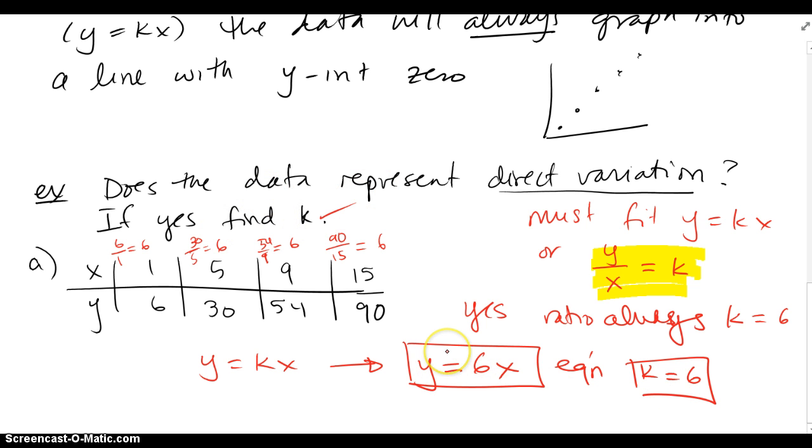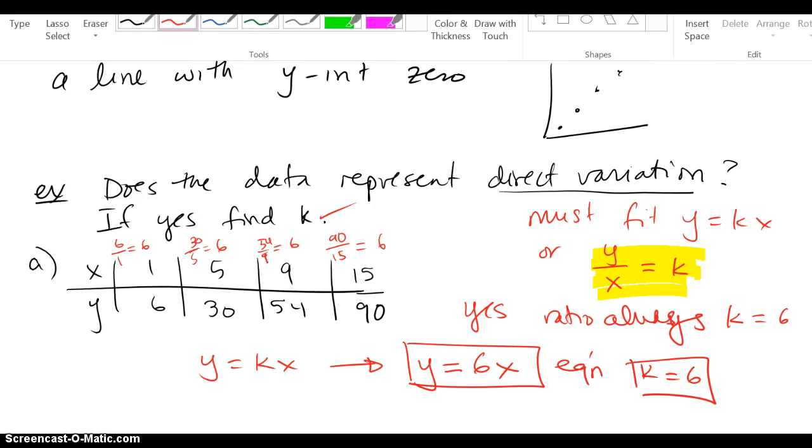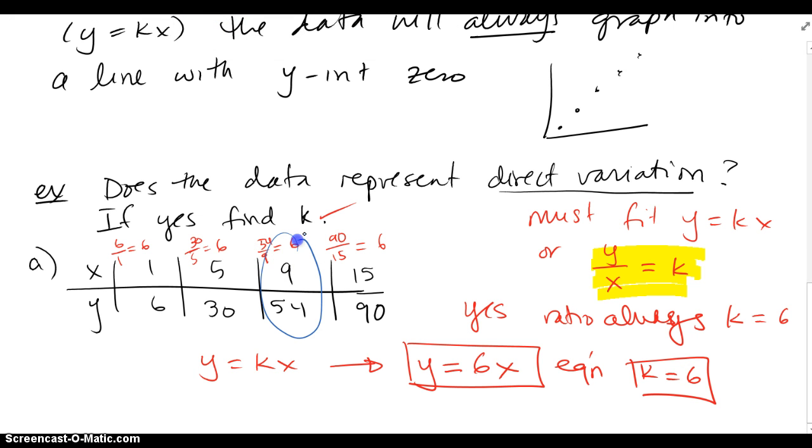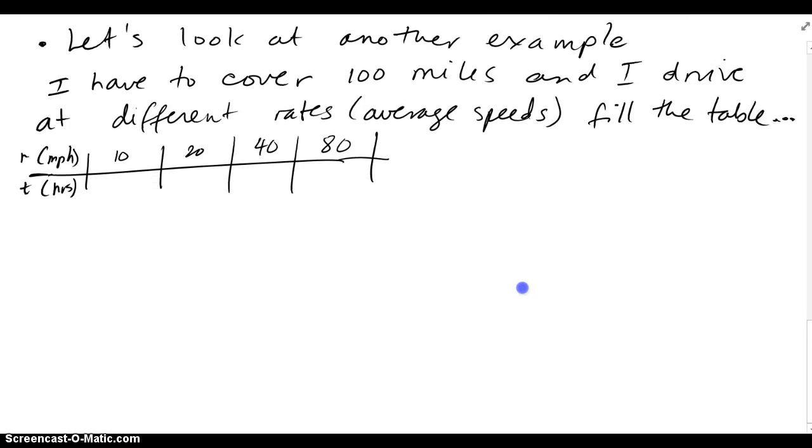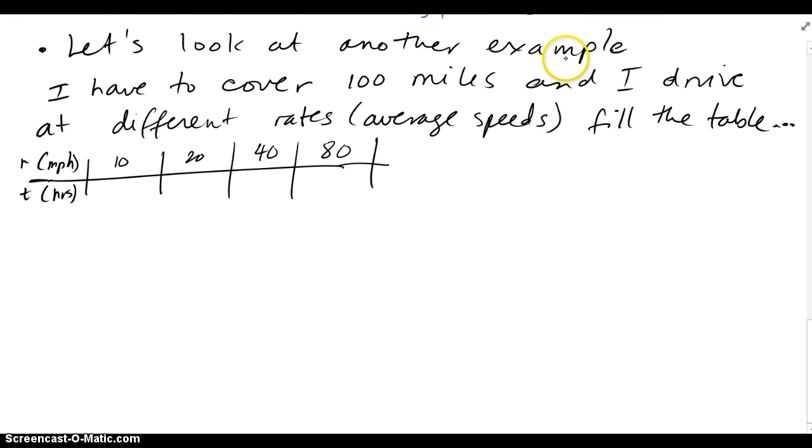So notice if I go to just some random set of data, if x is 9 and I multiply 9 by 6, I do get 54. So that set of data gets satisfied, and if I go to all the data points, they will all get satisfied by that equation. So k in this case is 6. So we looked at direct variation and the idea of it. Let's look at another example.